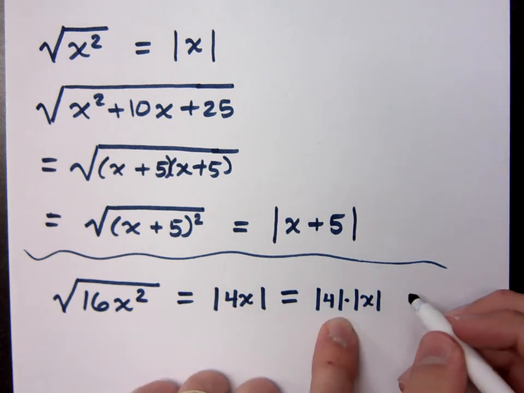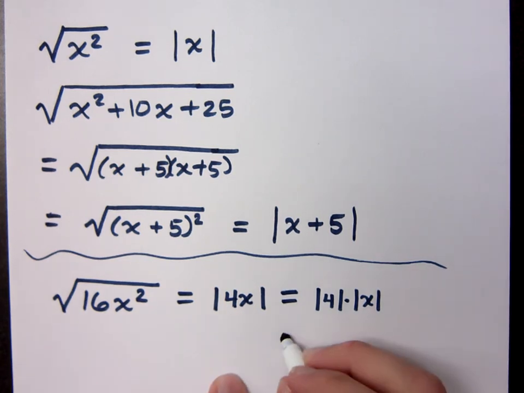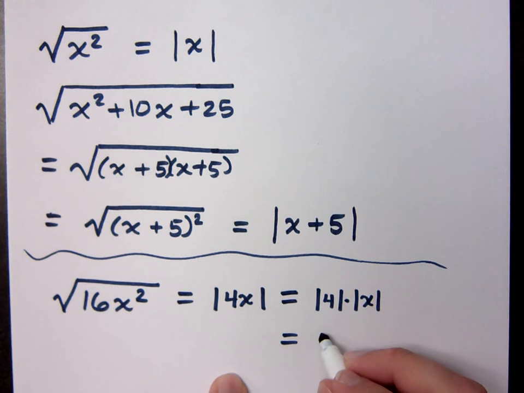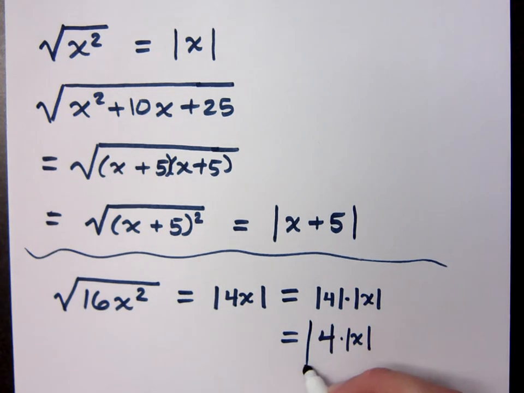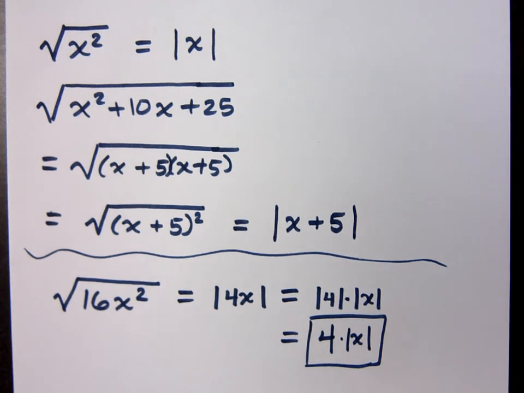So if I split it up this way, what does that really mean then? Not 4x, it's 4 times the absolute value of x. You can't take those bars off. But what's the absolute value of 4, since that's a real number? 4. So you can do it with the 4, you just can't do it with x. You don't know what x is, so you have to keep those absolute values there.